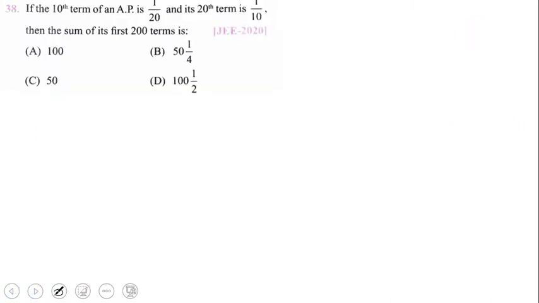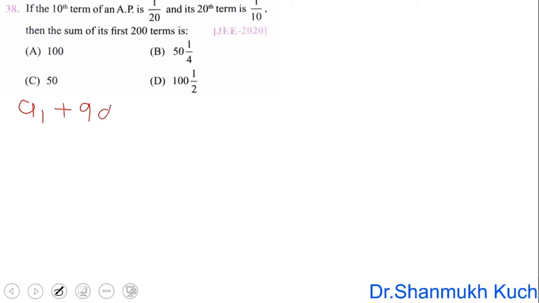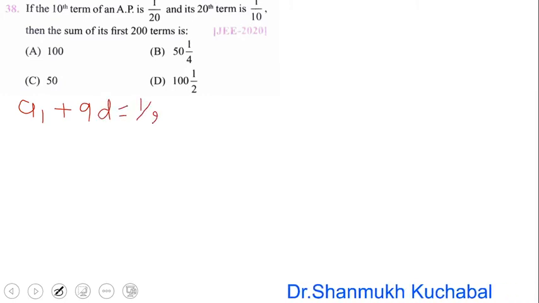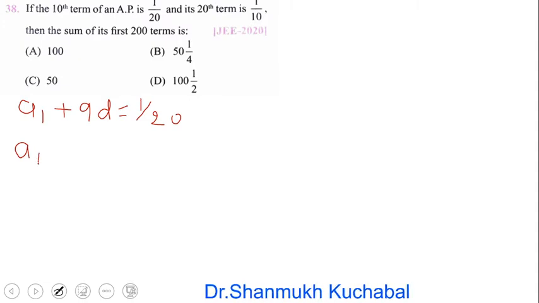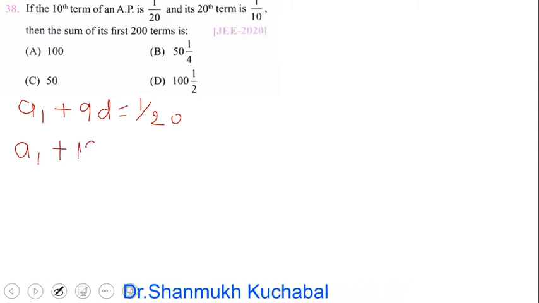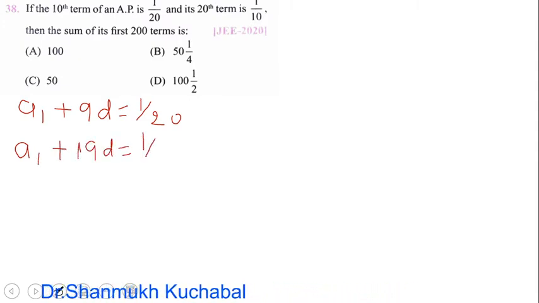We'll move to our next example. The question is: if the 10th term of an AP is 1 by 20 and the 20th term is 1 upon 10, then the sum of the first 200 terms we need to calculate here. So the 10th term can be written as A1 + 9D = 1 by 20. The 20th term: A1 + 19D = 1 upon 10.